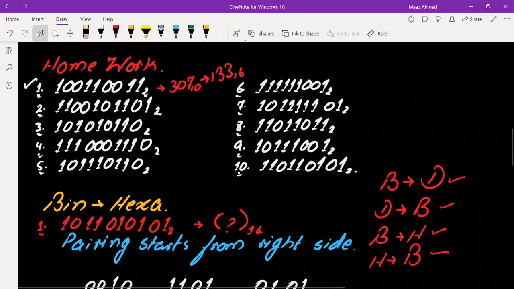Okay, now we are left with two: hexa to decimal. Now you will be saying, sir, you haven't given us the questions for the hexa. So when you get the answers for binary to hexa, these answers will become the questions for hexa to binary as well as the questions for hexa to decimal. Is this understood?